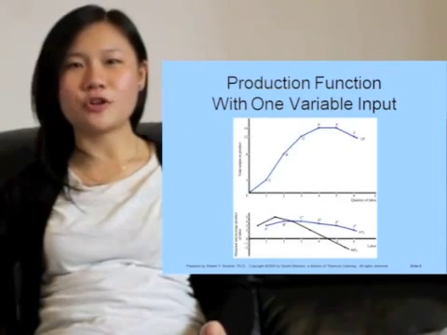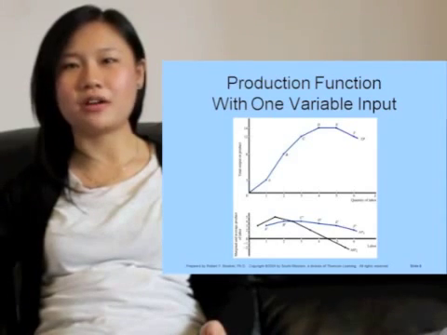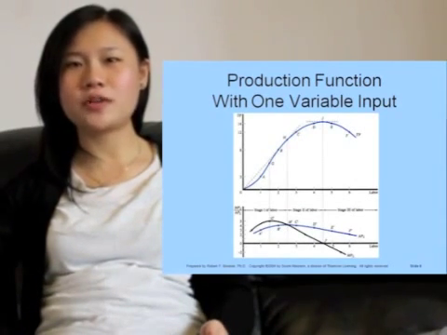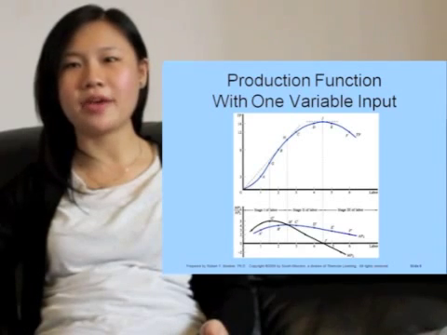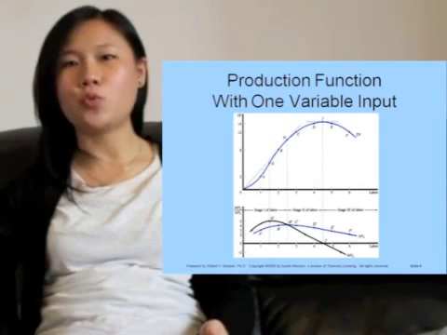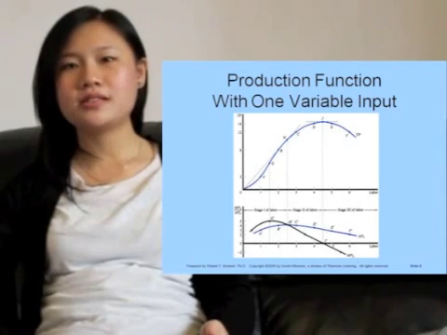The top panel shows the total product of labor curve, and the bottom panel shows the marginal and average product of labor curves. Stage 1 of production for labor corresponds to the rising portion of the APL. Stage 2 covers the range from maximum APL to where the MPL is 0. Stage 3 occurs when MPL is negative.